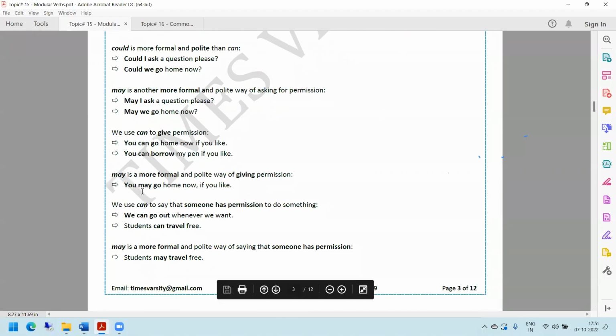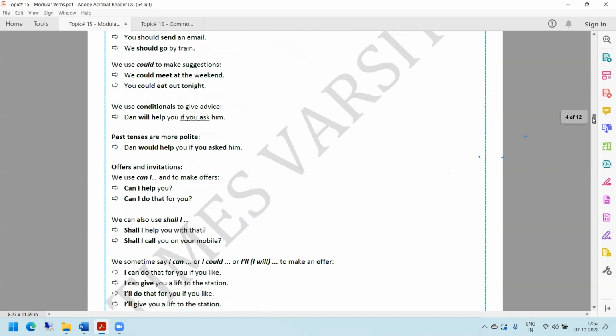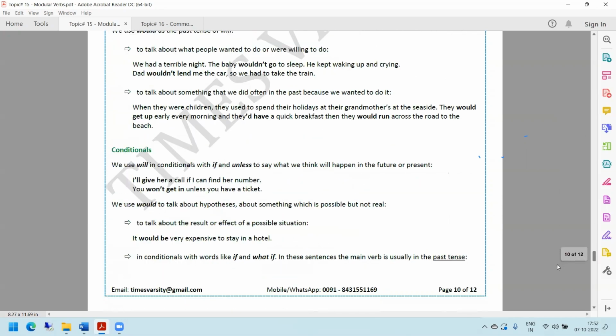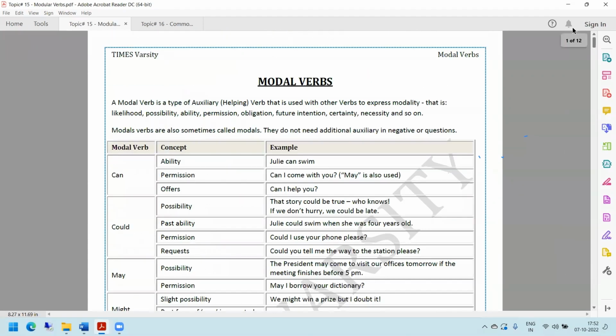Okay. May, however, is a more formal and polite way of giving permission. So let's say you may go home now if you like. Yeah, that is right. So we use can to say that someone has permission to do something. So we can go out and do whatever we want. Students can travel free. Here, I have provided some examples. Please go through them and try to understand, taking into consideration different scenarios.